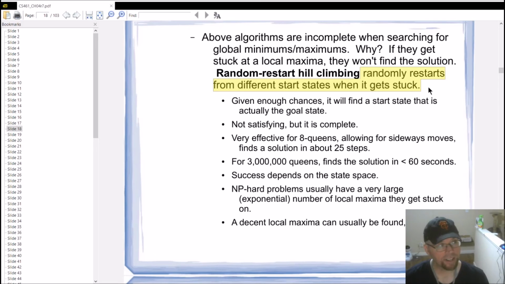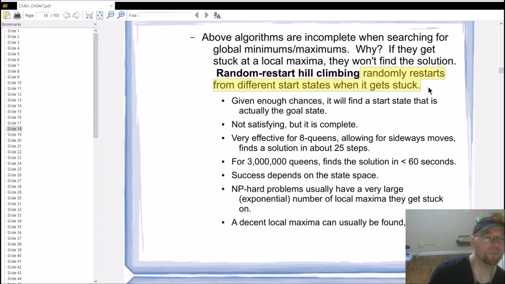That's not very satisfying. It's kind of like, well, that's kind of gross. Yeah, it's gross, but it is complete. For 8 queens, it's very effective. So you'll find your solution.